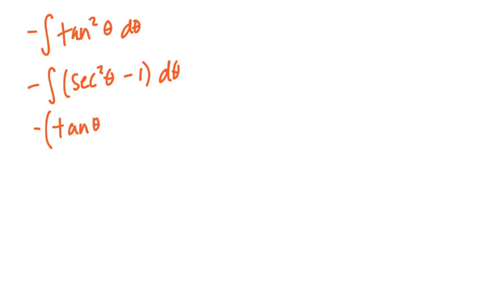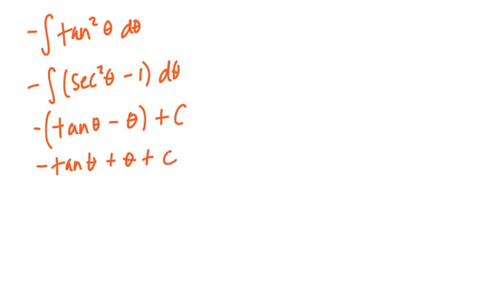So tangent squared theta is equal to secant squared theta minus 1. Well, we know the antiderivative of secant squared, and we know the antiderivative of 1. So when we integrate that, the integration of secant squared is tangent theta, minus, and the integration of 1 is theta, and we throw plus c on here. Now, here's the important thing. Let's distribute that negative before we go any further.